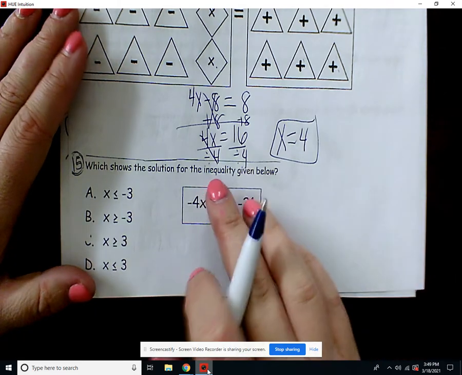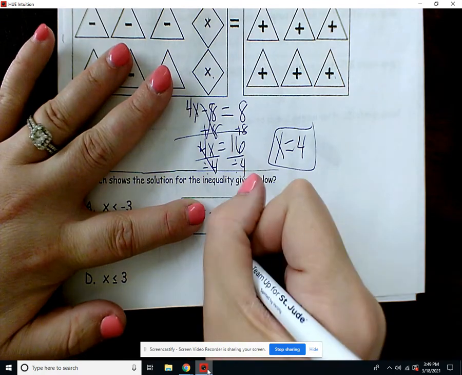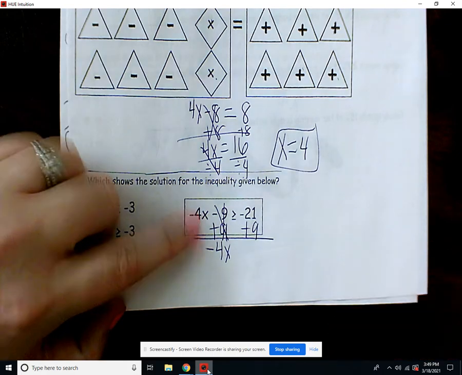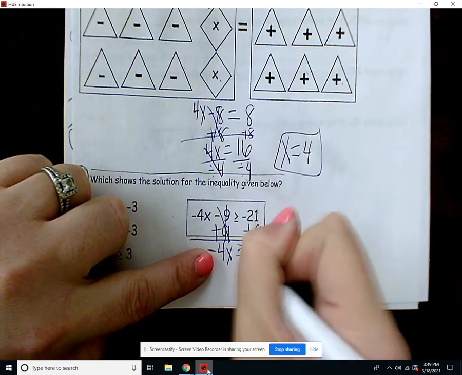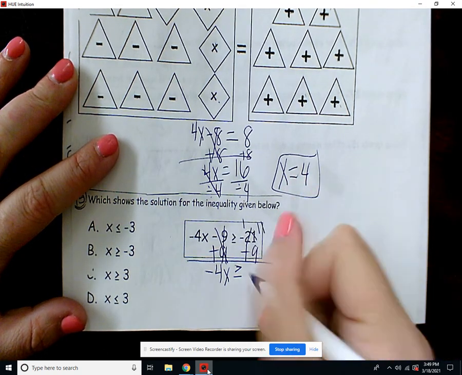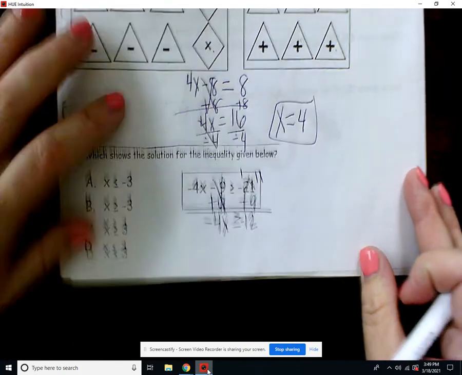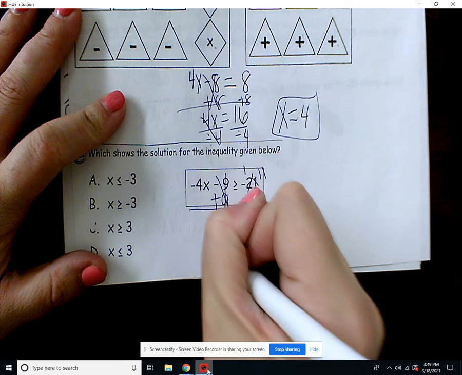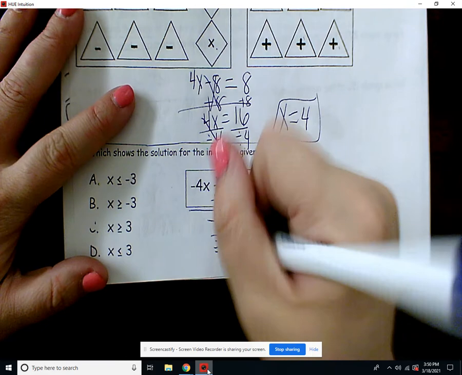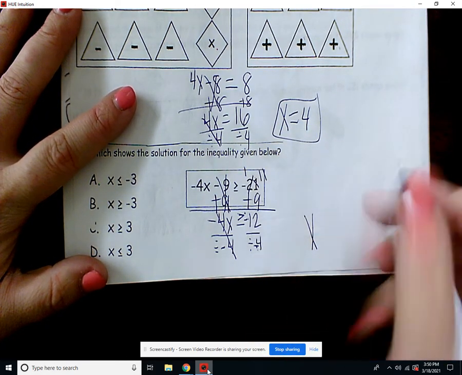All right, which shows the solution for the inequality? So what is the answer? So we'll cover up our 4x, opposite of -9, which is going to be +9. 9's cancel, bring down a -4, not just a 4, but -4, your arrow. Okay, so these are different signs. So we're going to subtract, which is 12, and it's going to be -12. Okay, we're going to divide by a -4. Not just a +4, but a -4. Those will cancel. -12 divided by -4 is +3.